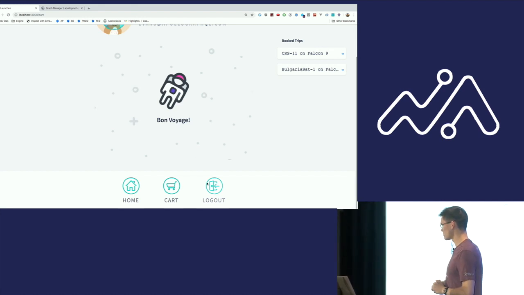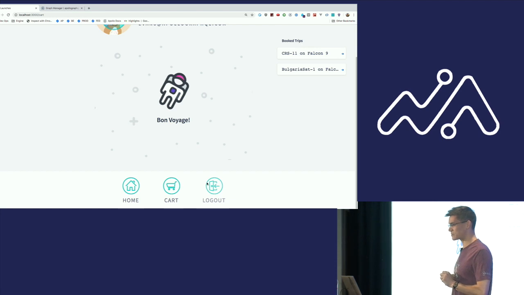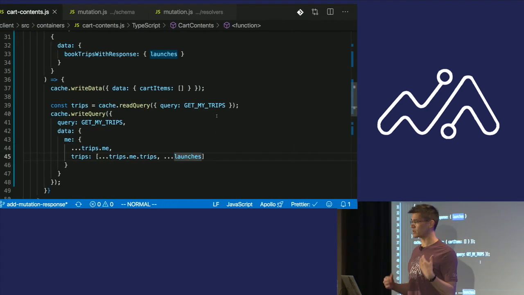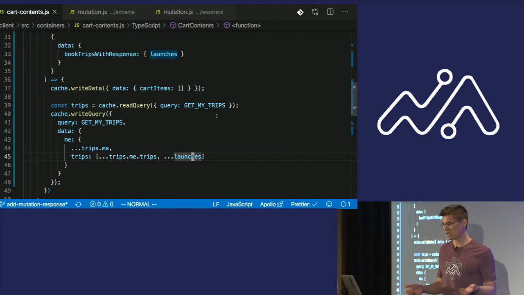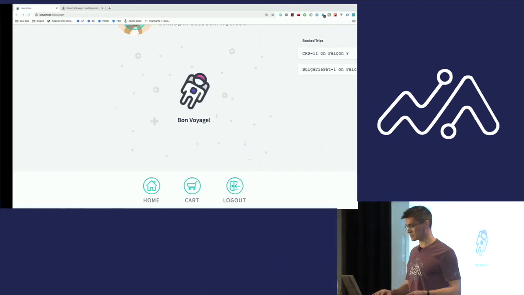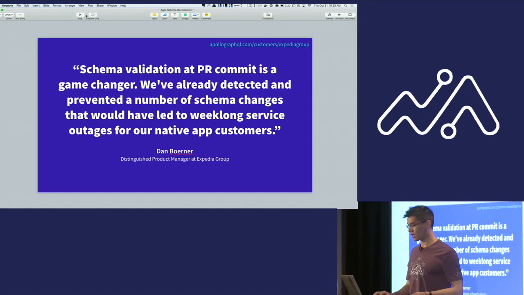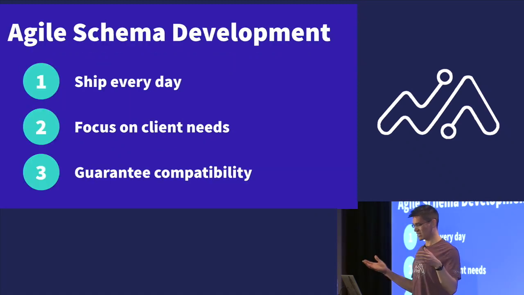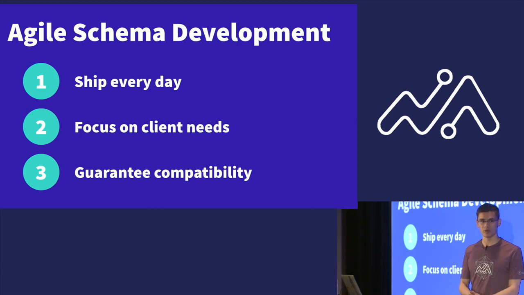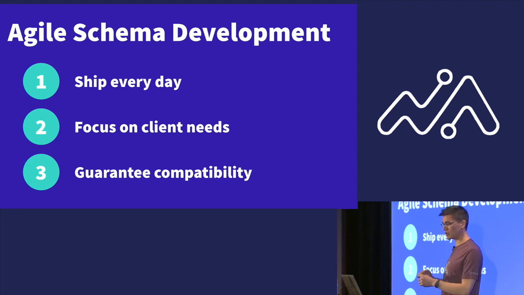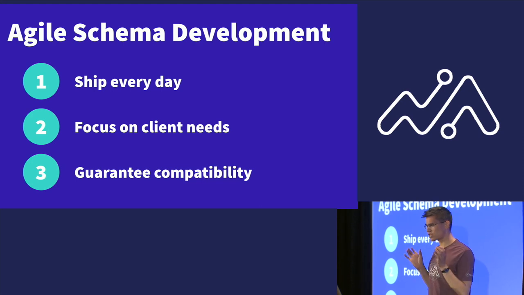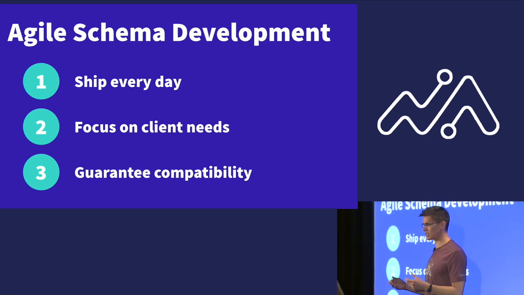Yeah, so I want to jump in and talk about exactly what we've seen here and the lessons that we've learned, because I think that's the important part. We can debug the UI all we want, but I'm going to jump back into the lessons that I want you all to pull from this talk. So the three things that we focused on were shipping every day, focusing on client needs, and guaranteeing compatibility. So I want to jump into each of these three tenets specifically.